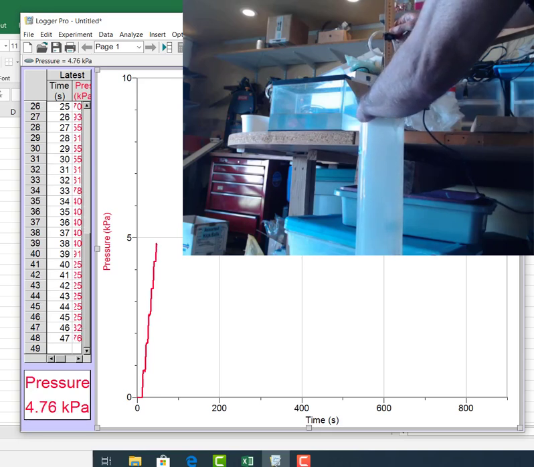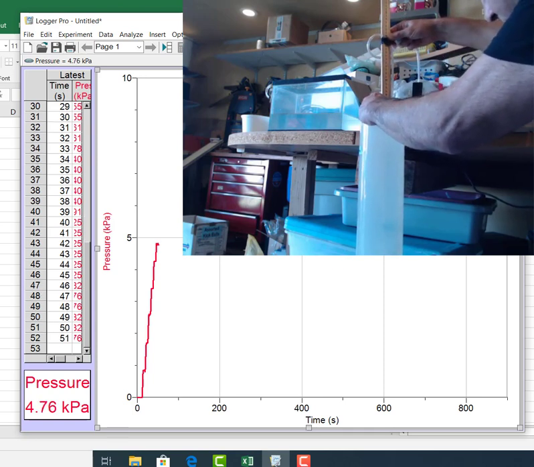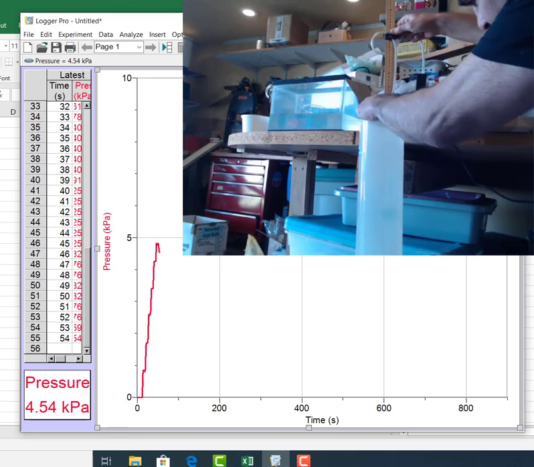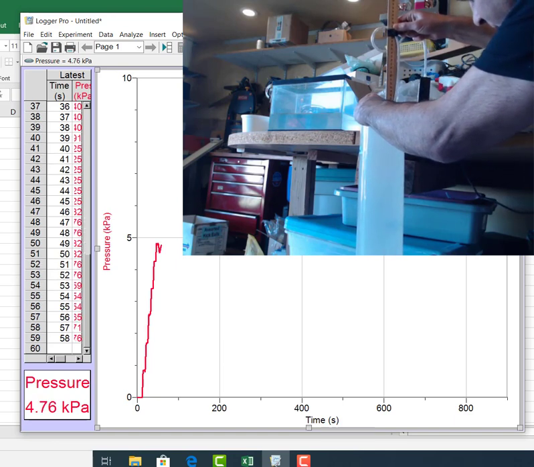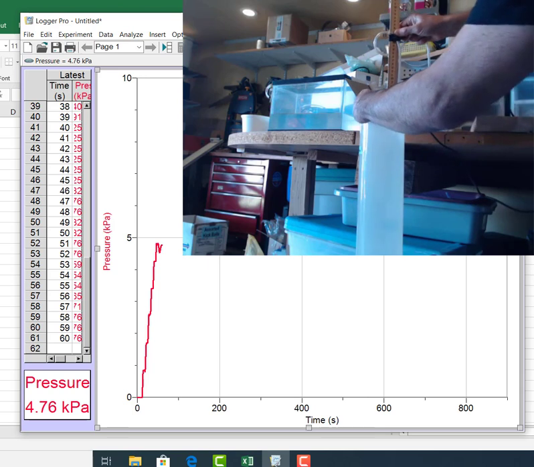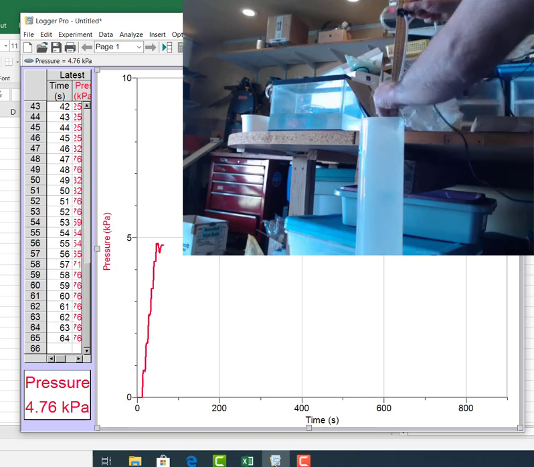And I can't quite make it to 60. It looks like 56 centimeters depth is the deepest I can go with this. 56 centimeters, 4.76 kilopascals. All right, I'll pull this back out.